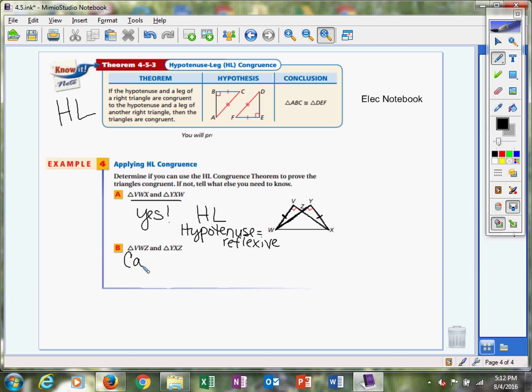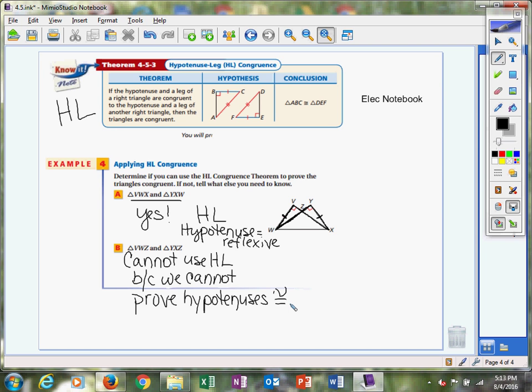So we would say cannot use HL because we cannot prove hypotenuses are congruent. And so sometimes that happens. Sometimes you just don't have enough information and you can't figure it out. Now, if there's a way that we could have figured it out, then we would have, but there's not a way. There's just not enough information provided.